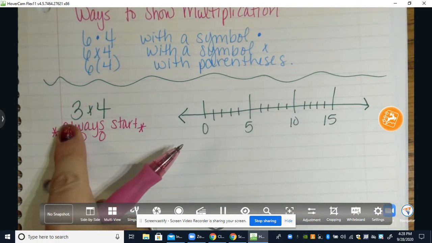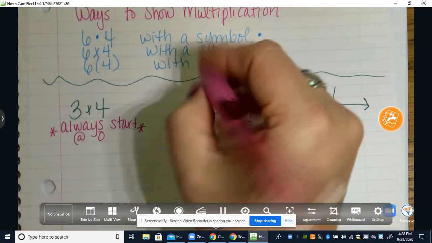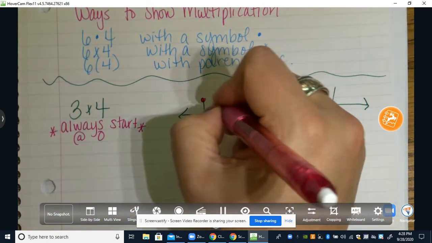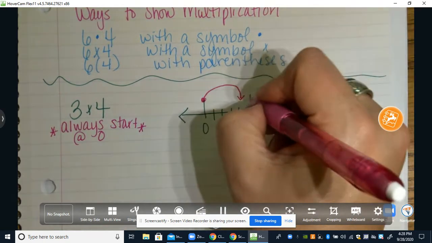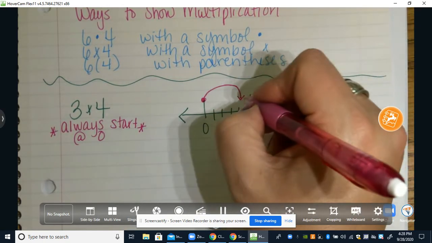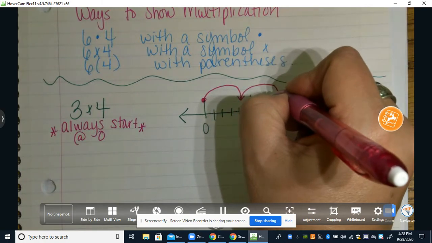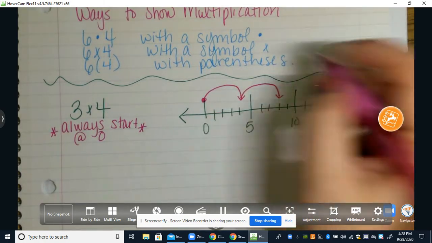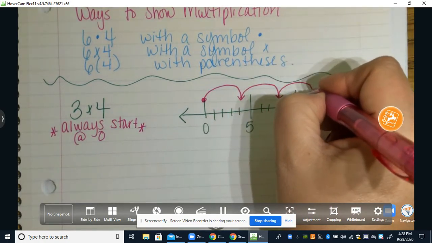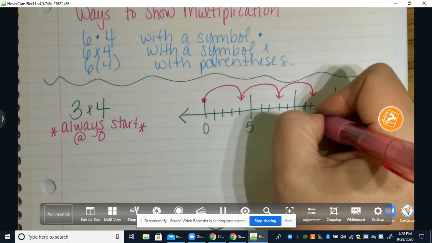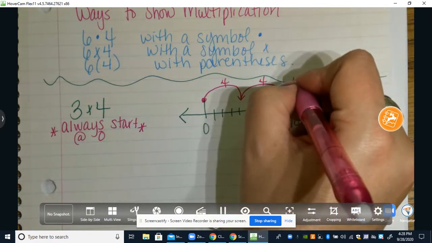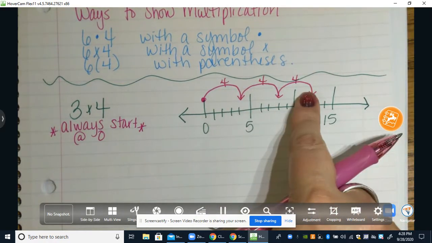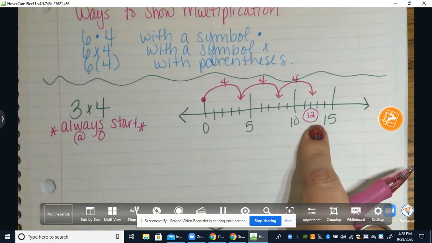So this is saying 3 groups of 4. So start, and I need to go over 4. So that's 1 group. Then I need 3, so I'm going to go over 4 more. That's 2 groups. That's 3 groups, ending me at 12. And you may see the number 4 above here. So I have 1, 2, 3 groups of 4, which give me 12.